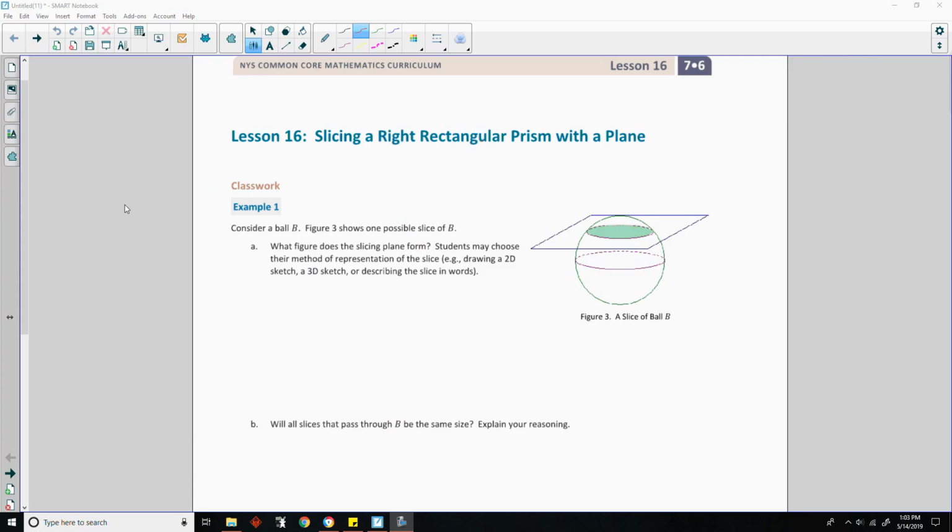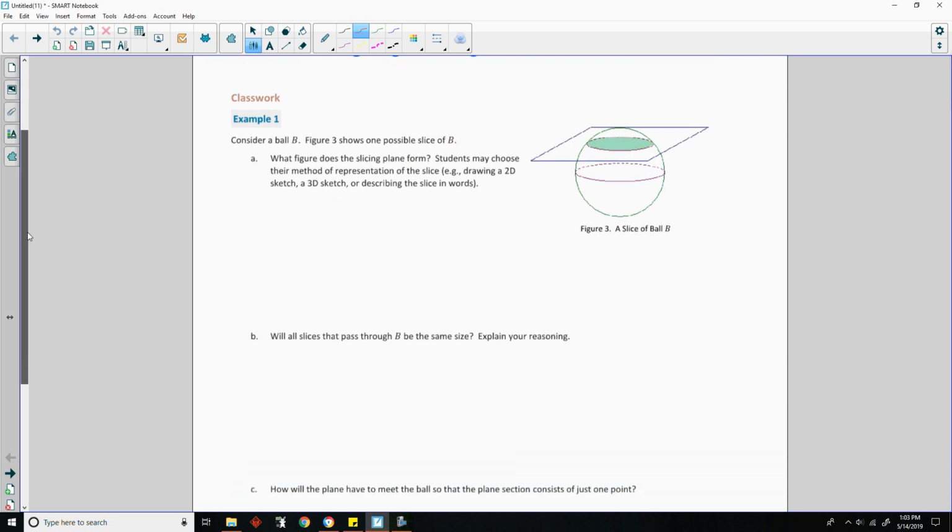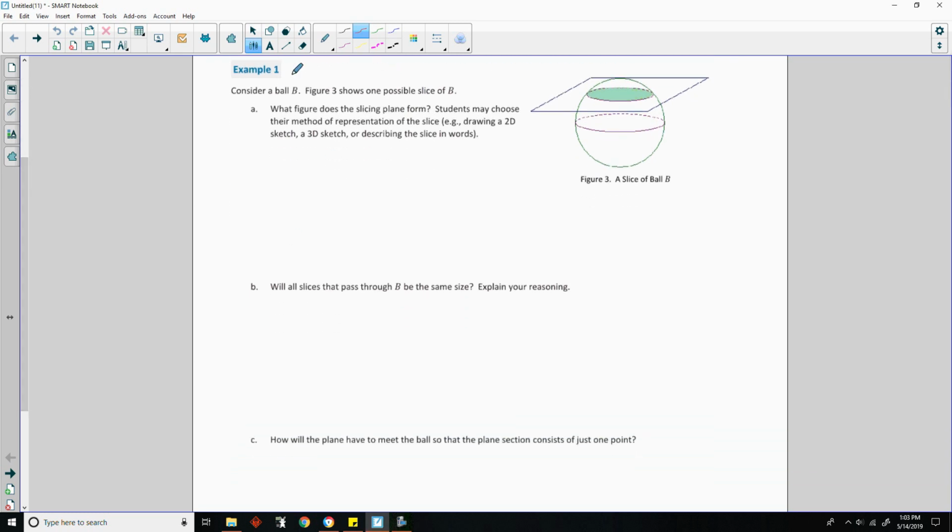Welcome to Lesson 16, Slicing a Right Rectangular Prism with a Plane. Classwork Example 1. Consider a ball, B. Figure 3 shows one possible slice of B. So here is a rectangular, two-dimensional space that is cutting through this ball and forming a circle cutout. It says, what figure does this slicing plane form? And it is a circle.